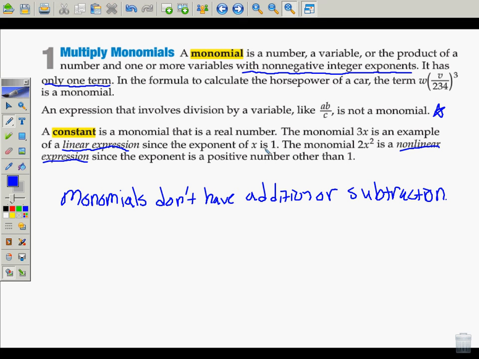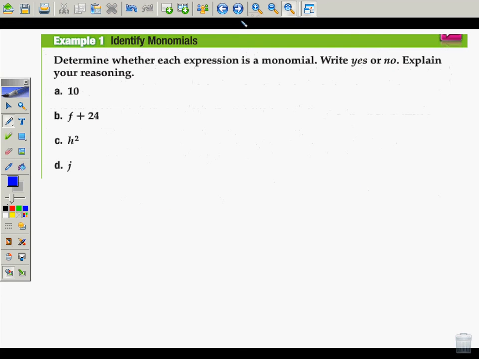So the first example, we want to look at whether monomials are existing or not. So we're going to determine whether each expression is a monomial, and then we're going to say why. So first one, 10, is this a monomial? Yes, because it only has one term. It's one term, no non-negative integer exponents, and we have no addition or subtraction.